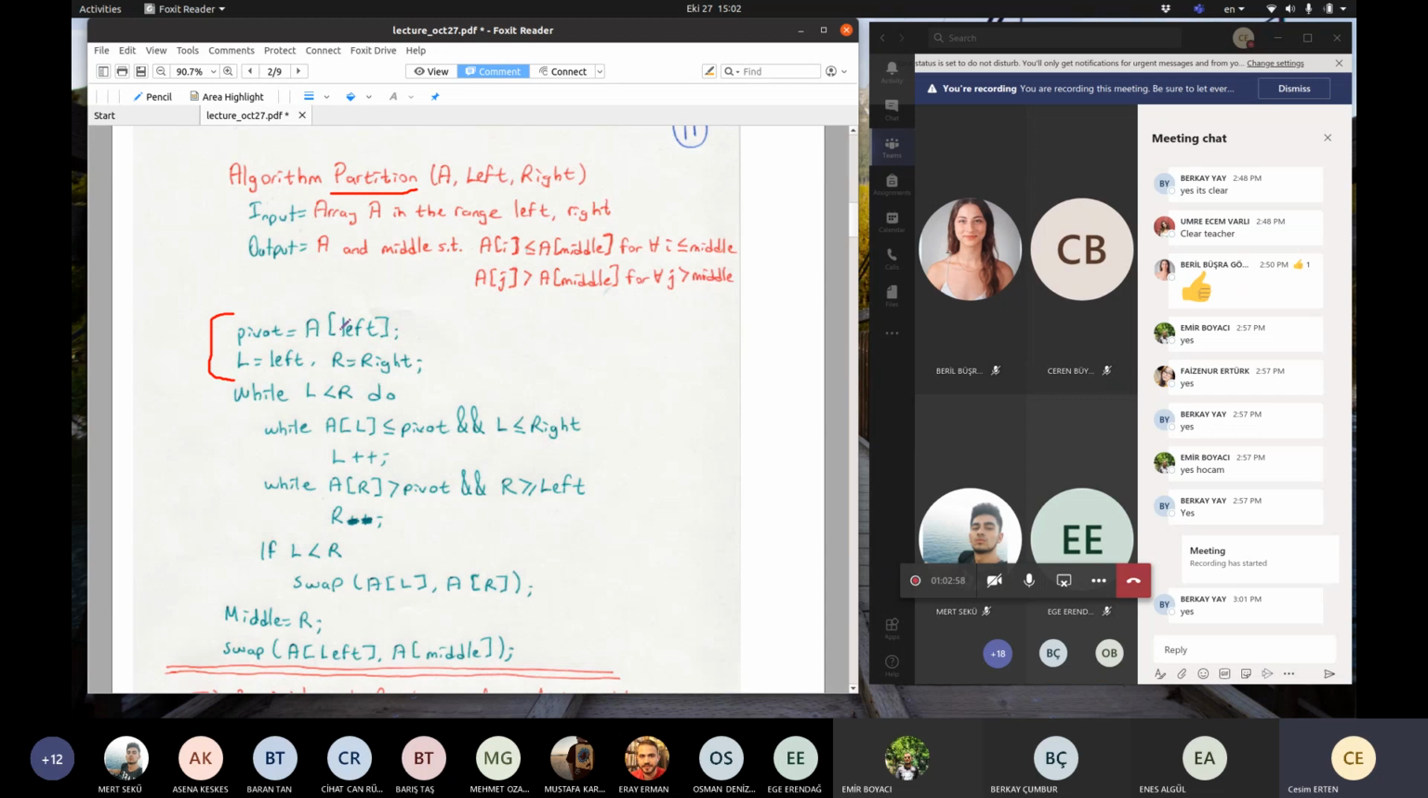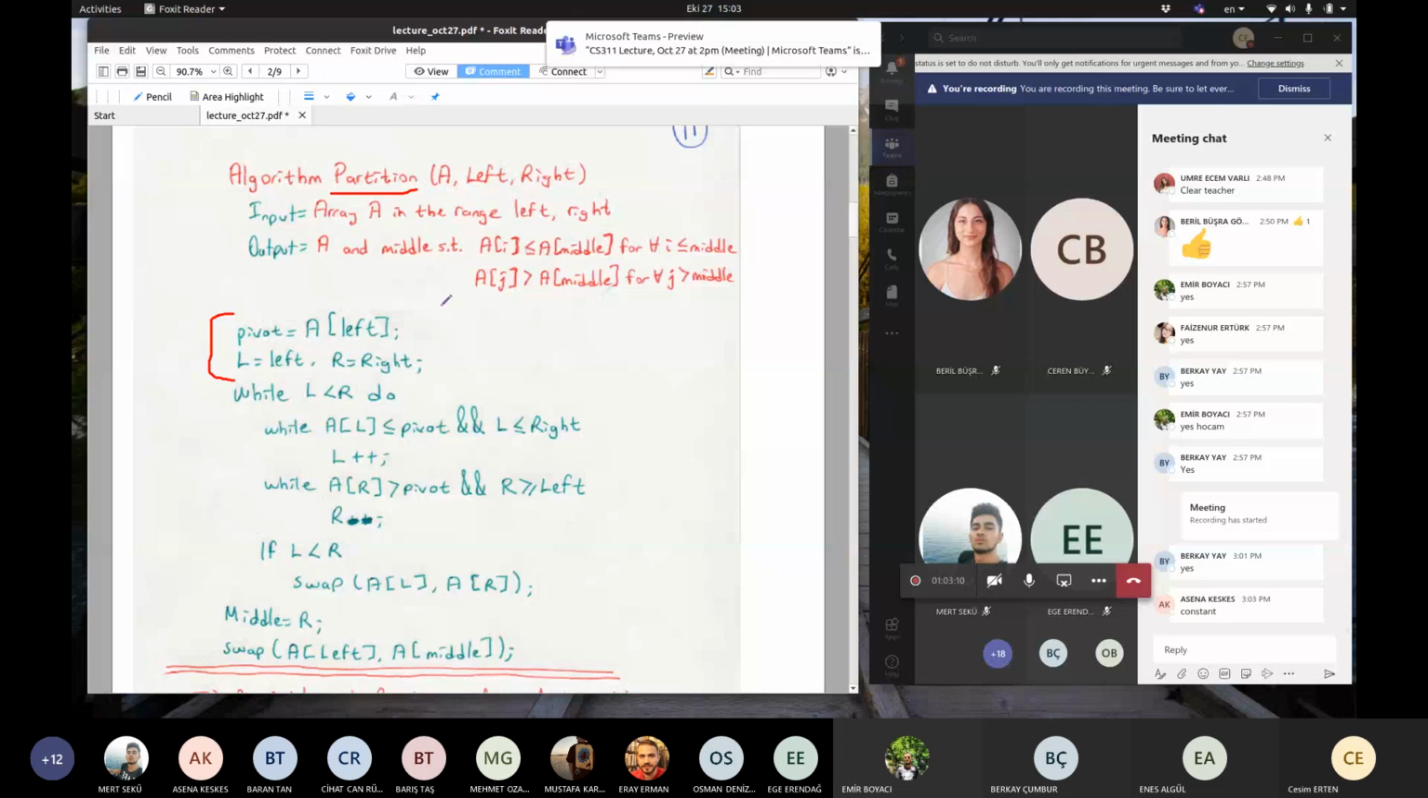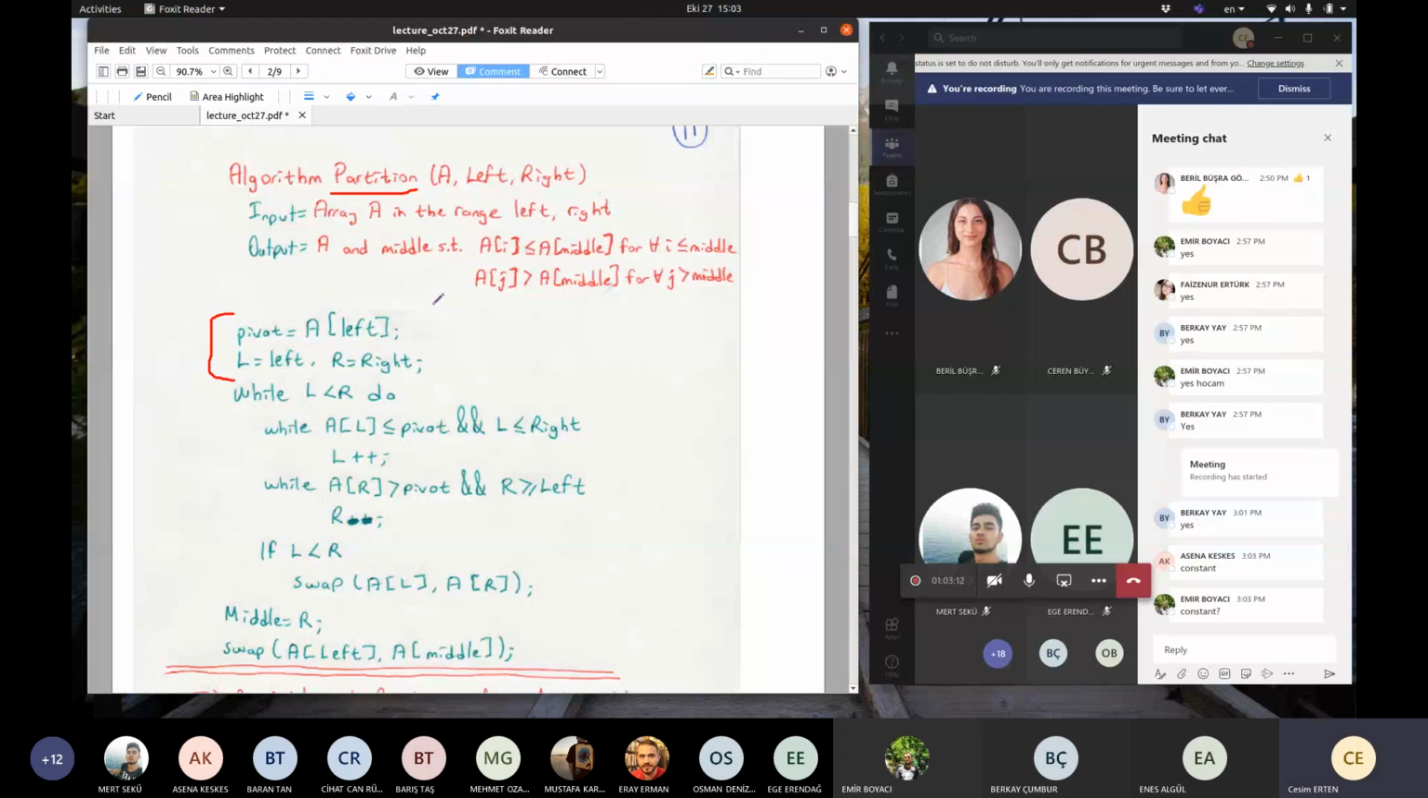So I make an assignment, pivot is equal to A left, L is equal to left, R is equal to right. What is the running time of these two lines of code? Constant running time, because in these two lines of code we do a constant number of operations, let's say assignment operations, which are primitive operations.